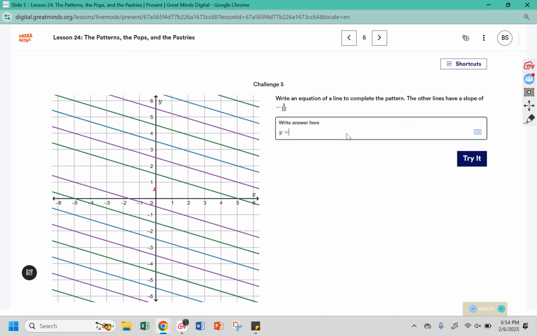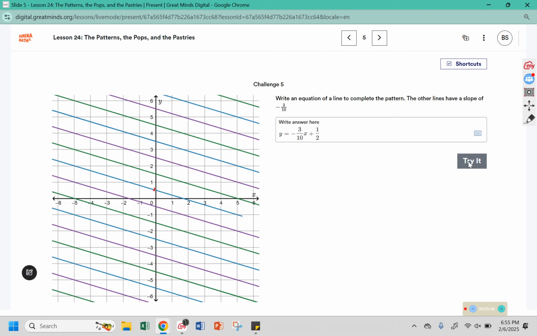So we can use y equals mx plus b format here. We know the slope needs to be -3/10 so that it is parallel. And we want to go through the y-axis at the point 1/2 or 0.5. And we got the check mark, so we're good to move on to the next slide.